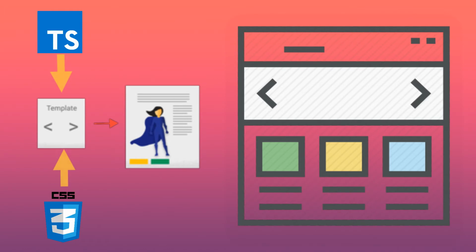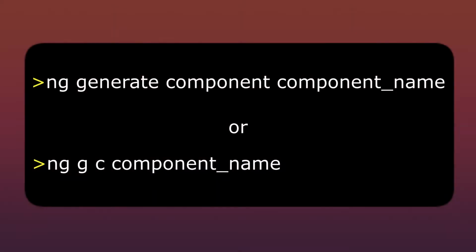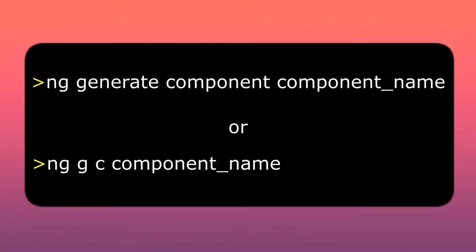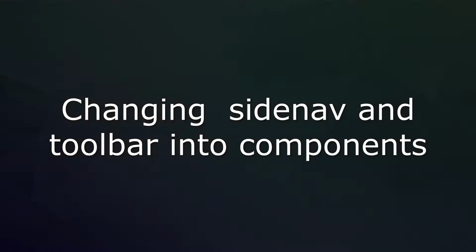Now let's understand the structure of the component. Every component consists of a template file, which is an HTML file, a CSS file, which is used for styling, and a TypeScript file, which is used to add the logic to the component. And we can create this component in two ways, either by typing the whole sentence like ng generate component, then the component name, or by just typing ng g c, then the component name.